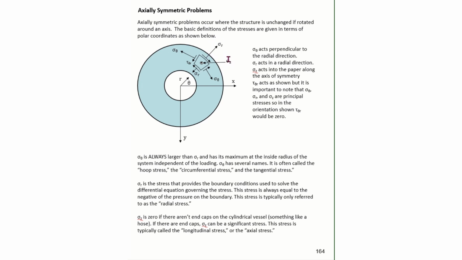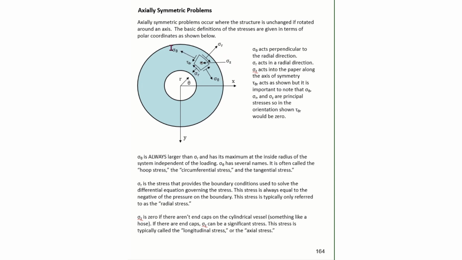So I guess to be clear, sigma theta will always be larger than sigma r, but this longitudinal stress can become a very large stress as well and can actually become larger than sigma theta. But in terms of the axisymmetric stresses, sigma theta will always be greater than sigma r. Sigma z can become large.